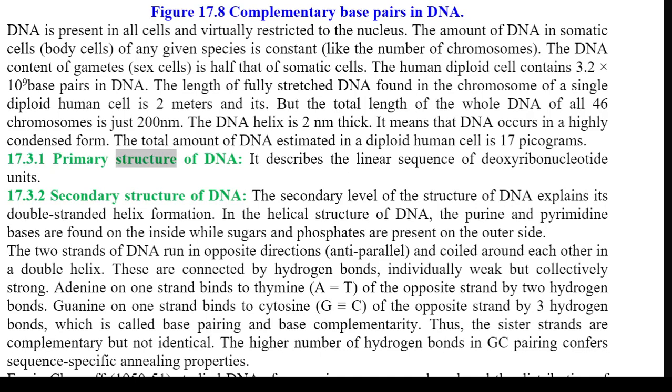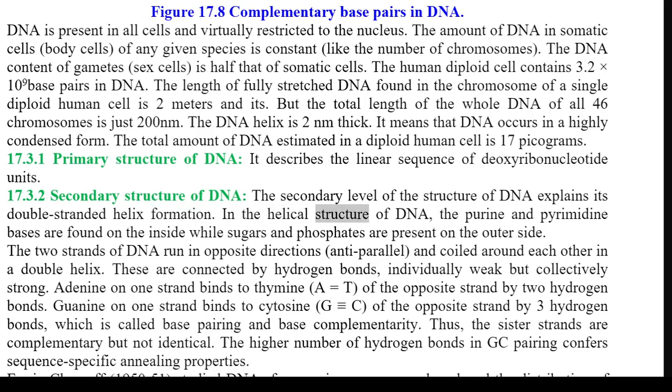17.3.1 Primary structure of DNA. It describes the linear sequence of deoxyribonucleotide units. 17.3.2 Secondary structure of DNA. The secondary level of the structure of DNA explains its double-stranded helix formation.